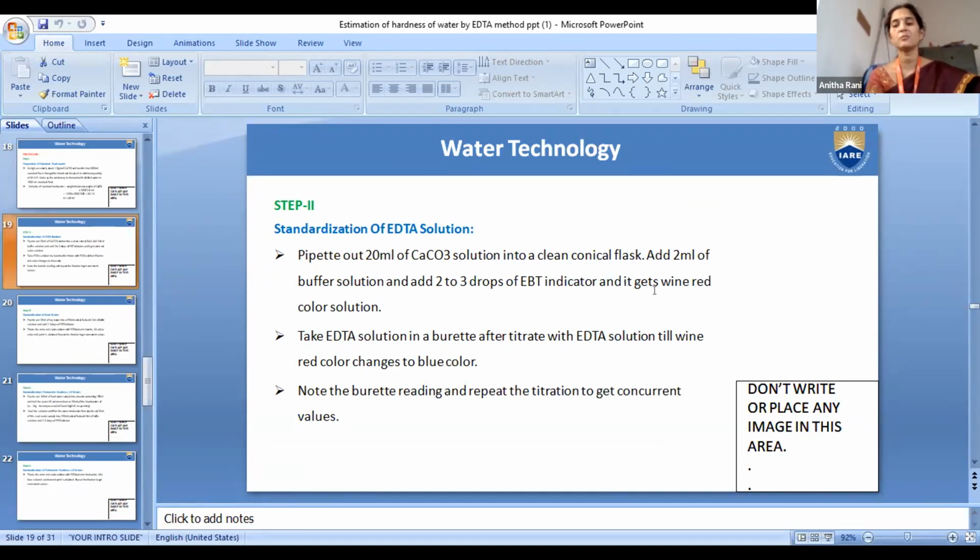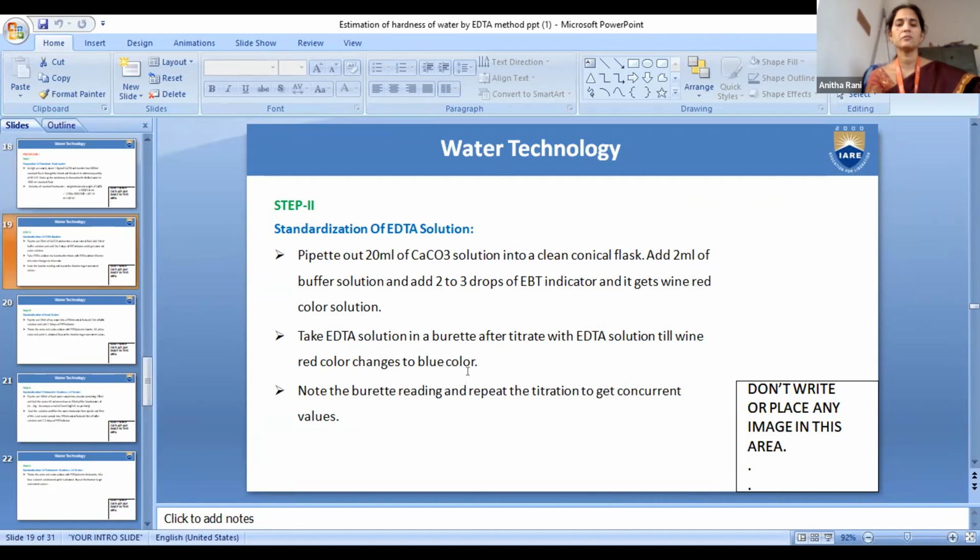So in the conical flask, take 20 ml of calcium carbonate solution, add 2 ml buffer, and add 3 drops of EBT. You will get a wine red solution. Now take EDTA in the burette. Always take the EDTA in the burette only. Then you can titrate.